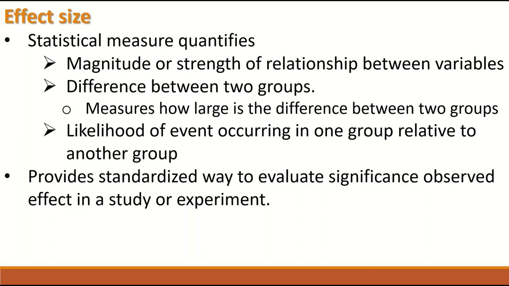So in a study that has two groups, one control and the other a treatment or experimental, a p-value is generated and found to be significant. That is not enough, but the effect size will provide a standardized way to evaluate that significance by giving a value for the effect size.